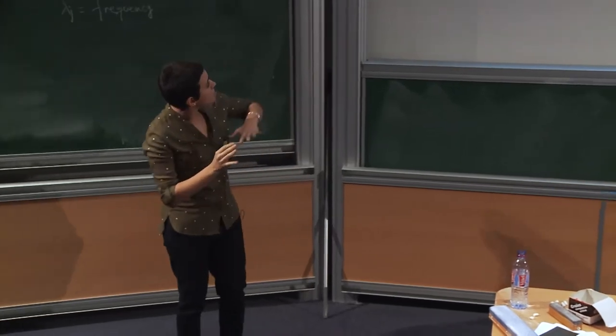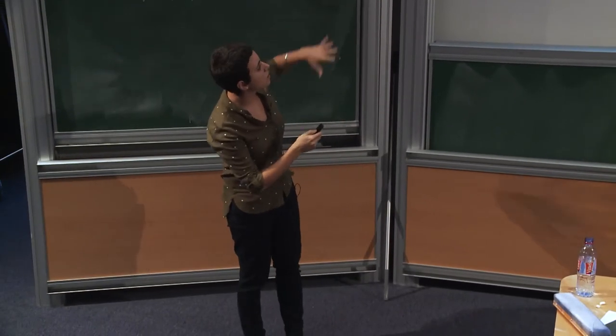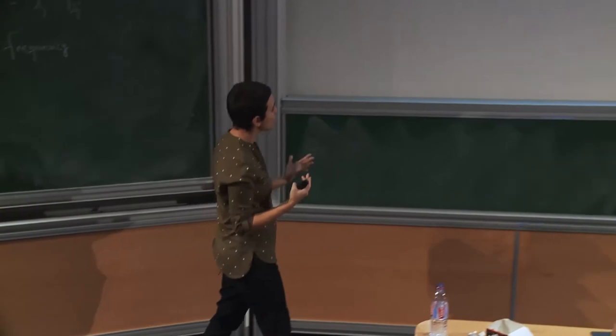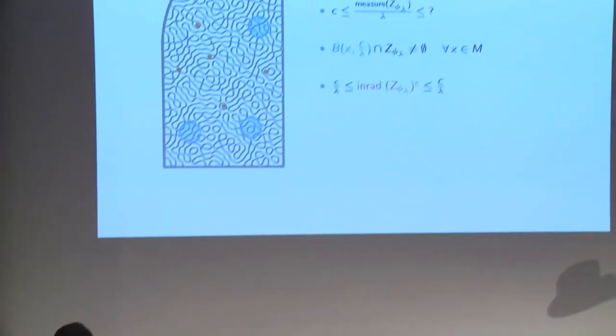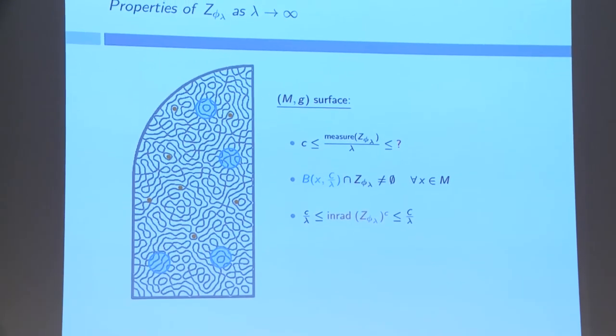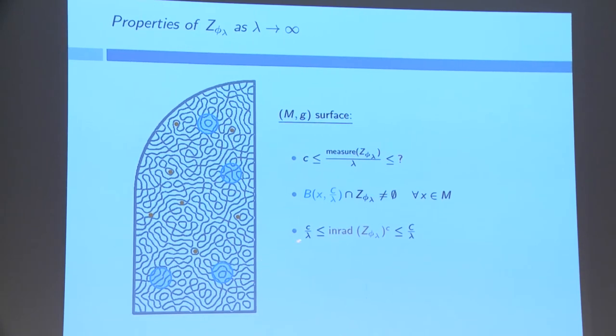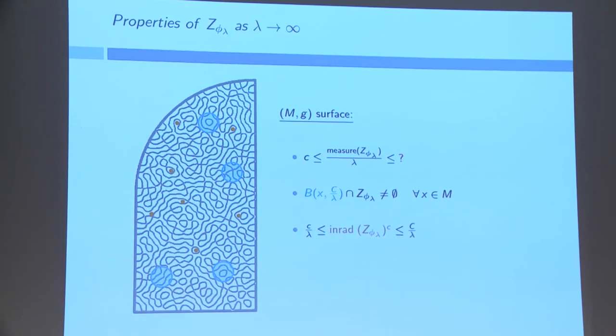What we also know is if you take the complement of the zero set, we know that the inner radius of the complement is bounded in between two constants over lambda. So there exists this constant here, tiny c, such that in every nodal domain, you can fit a ball of radius c over lambda. So this is giving you a notion of how thick the complement of the zero set is.